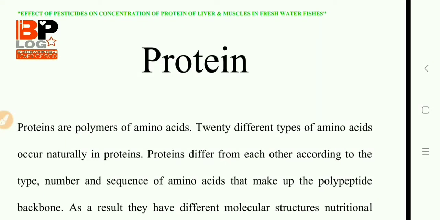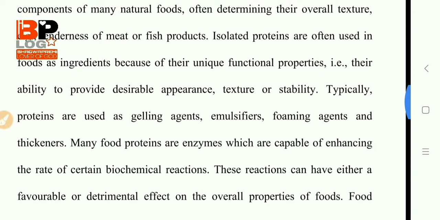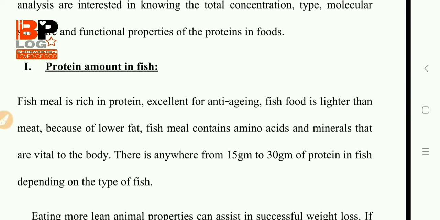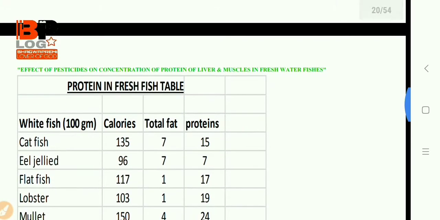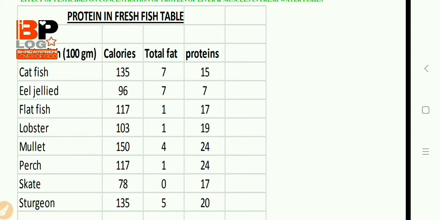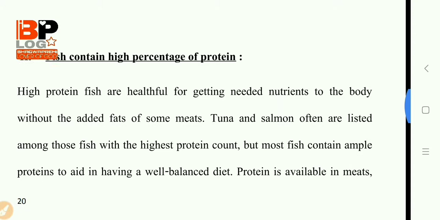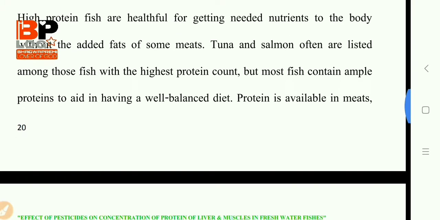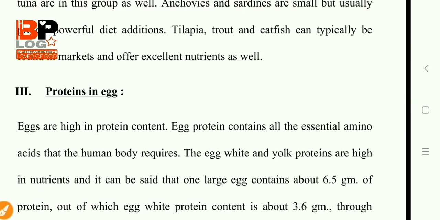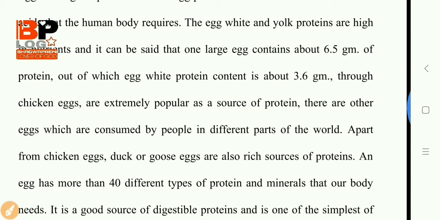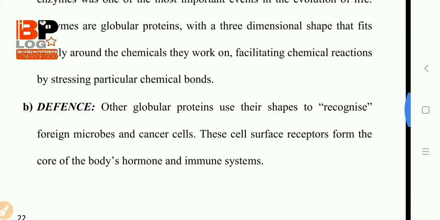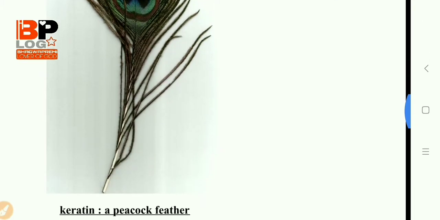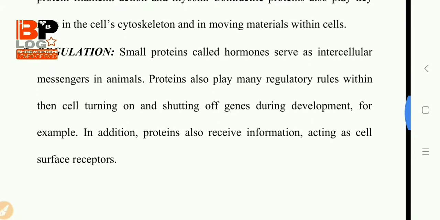Protein. This is the main component of my work. Protein amount in fish. Fish contain a high percentage of protein, protein in egg. Protein performs the chemistry of the cell: functions of protein, enzyme catalysis, defense, transport, support, motion, regulation.